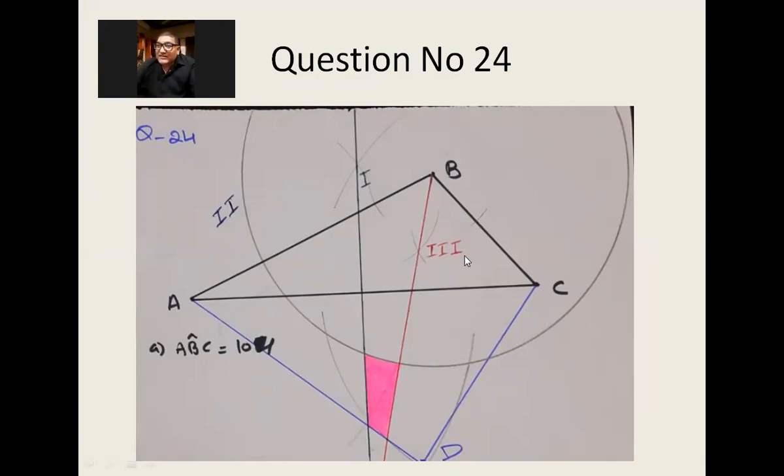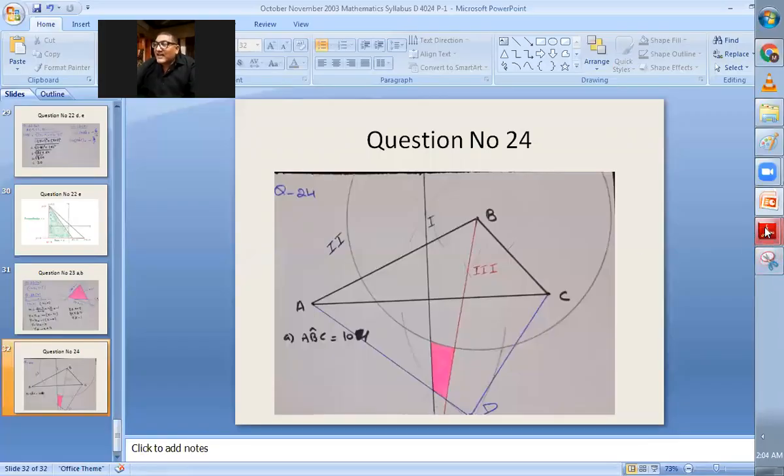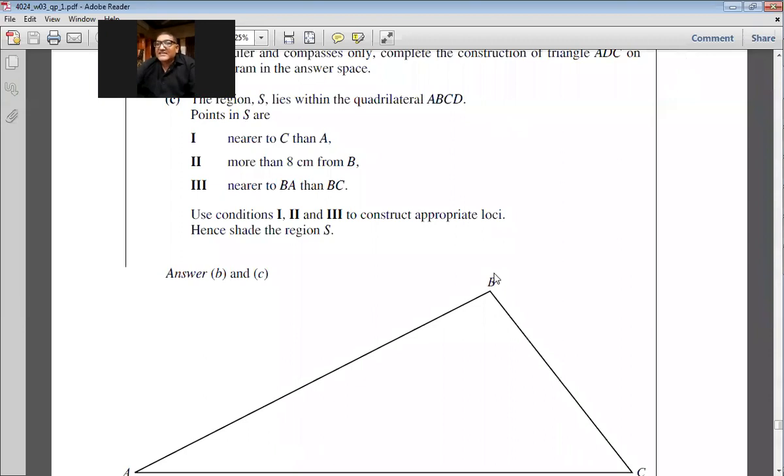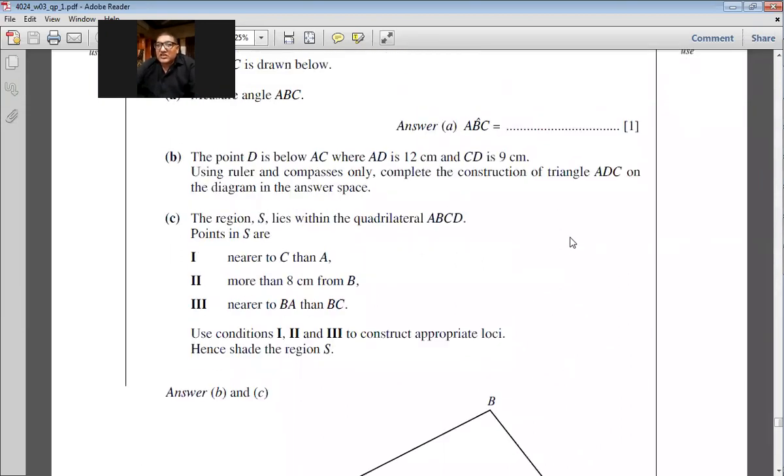That's the third locus. I have written also here number 3, which means it's the third locus which was in the question. And now let's check what's the question. It says use conditions 1, 2, and 3 to construct the appropriate loci. We have done the loci, and hence shade the region S. So you have to remain inside that quadrilateral ABCD. You have to be nearer to C than A, and you have to be outside that circle, more than 8 centimeters, and you have to be nearer to BA.